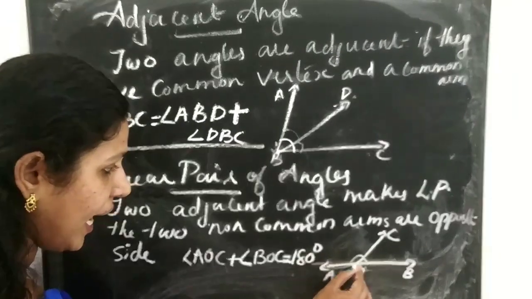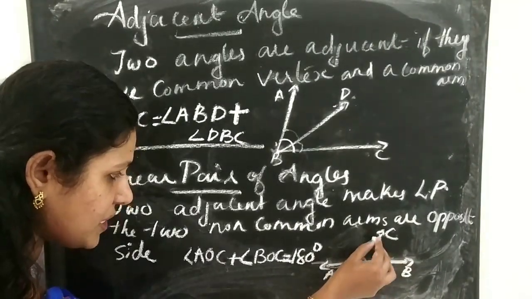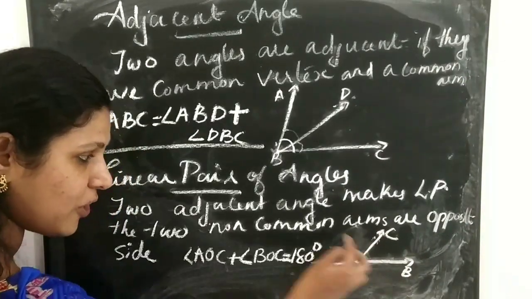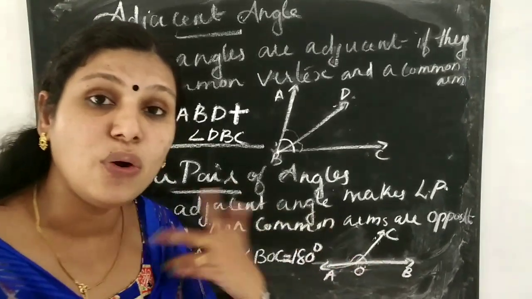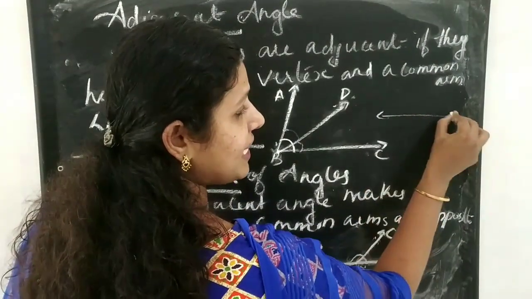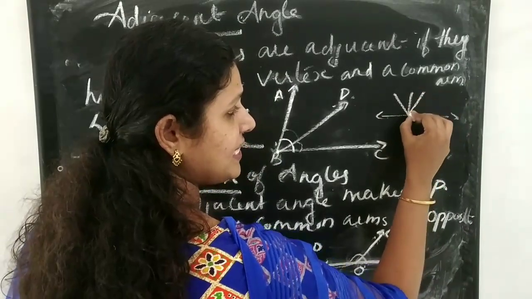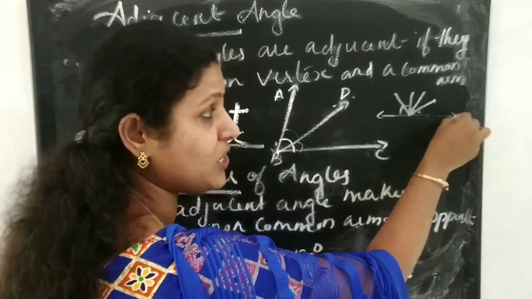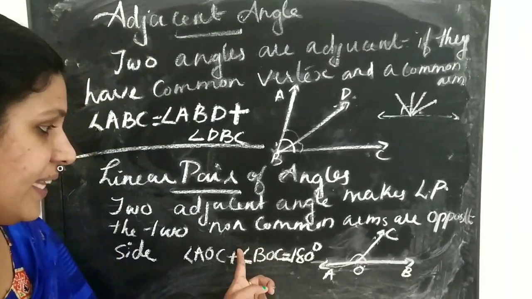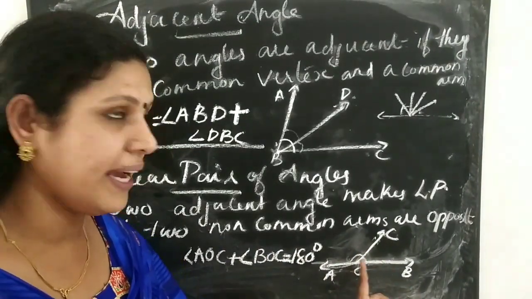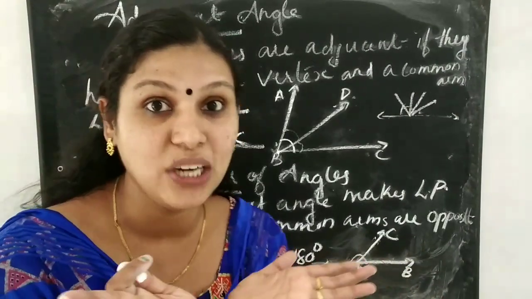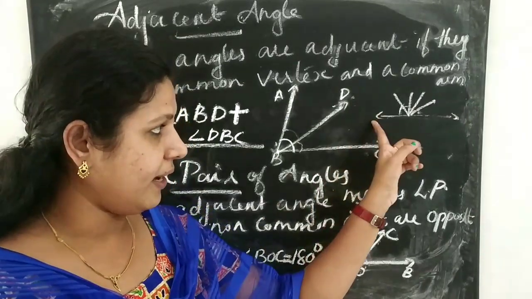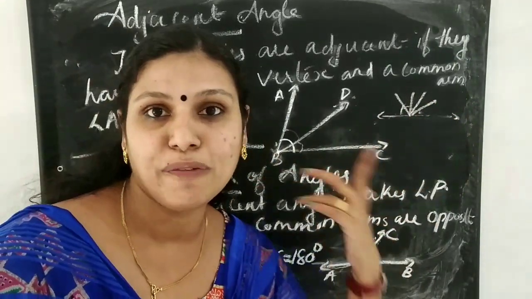That is, angle AOC plus angle BOC equals what? 180. We know that the angles in a straight line add up to 180. So these two angles form a linear pair, but the two non-common arms are on opposite sides. Okay, that is what a linear pair is. All the angles in a straight line are also 180 degrees.